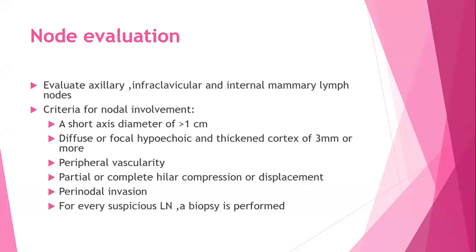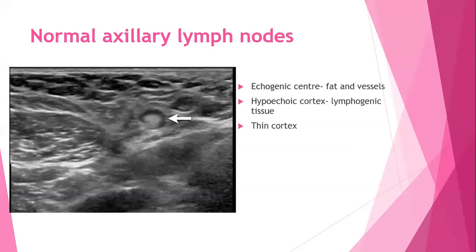In nodal evaluation, usually we evaluate axillary, infraclavicular, and internal mammary nodes. We assess the size of the nodes, we look at the cortex, and also look at the density of the nodes. If you're using CT, we look at the margins, the shape, and also perinodal invasion. For every suspicious lymph node, a biopsy or an FNA is performed. This is an example of a normal axillary ultrasound image. The node depicted by the white arrow is a benign node.